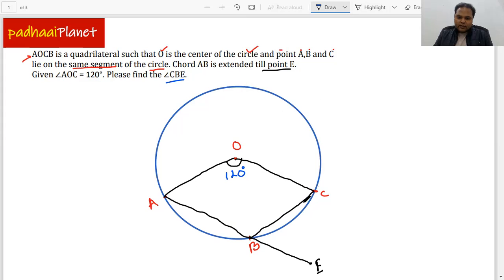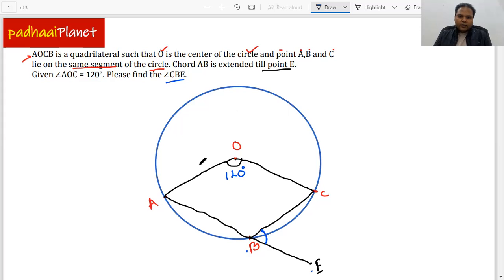That is C, then B, and then E. So we are talking about this angle, which we need to find out. We will do it right away. As I told you earlier, circle questions look very complicated, but it's a matter of theorems, and if we don't have good practice on these theorems, it will be difficult for us to solve the questions. You'll see it will be solved in 2-3 steps, and we'll get the answer quickly.